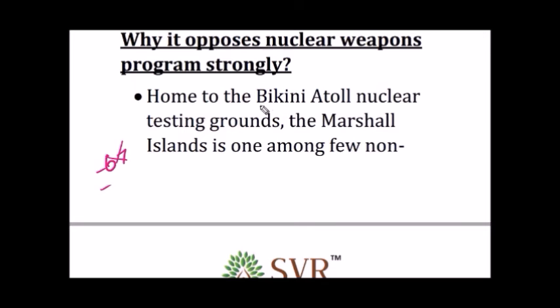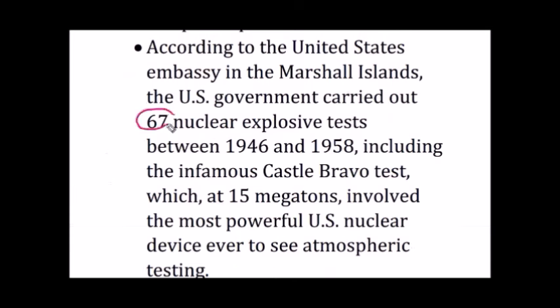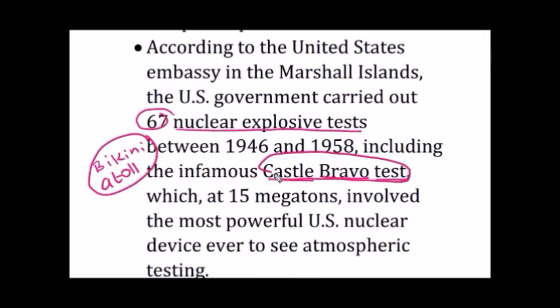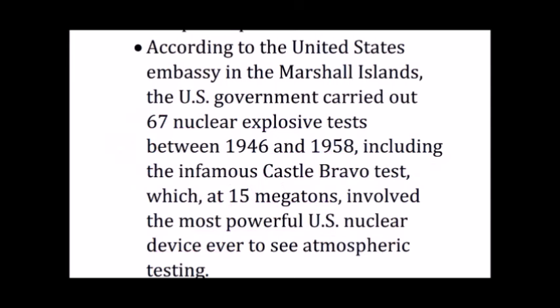A place in this island is called Bikini Atoll Nuclear Testing Grounds. Bikini Atoll is famous as the nuclear testing grounds for USA. The US conducted around 67 nuclear explosive tests on the Bikini Atoll, including one famous nuclear test called the Castle Bravo test. Castle Bravo is the US's most powerful nuclear test so far. 15 megatons of nuclear material were used in the test. That's why Marshall Islands is very interested in nuclear disarmament. That's why it took India, Pakistan and UK to the International Court of Justice.